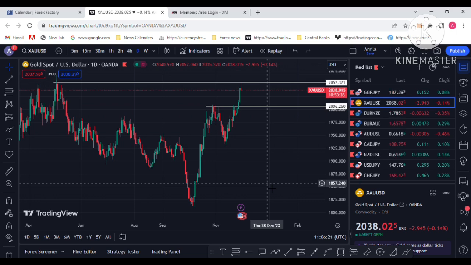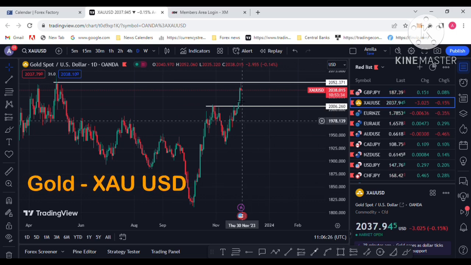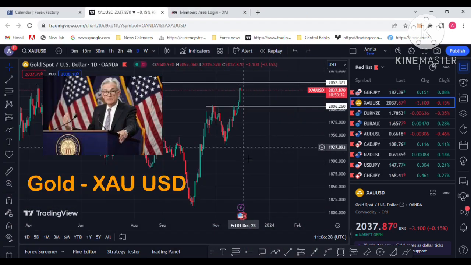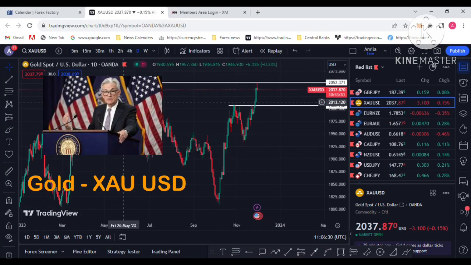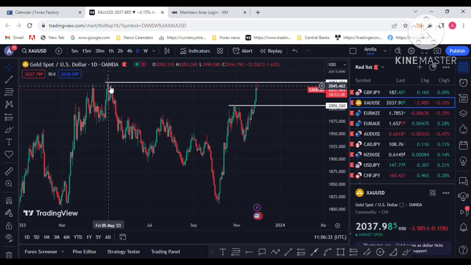Today, I am going to do a technical analysis for your next gold trade. Gold has reached the 2050 level again. The current gold price is 2039. Price has rejected from the 2050 level. That is a strong resistance level.